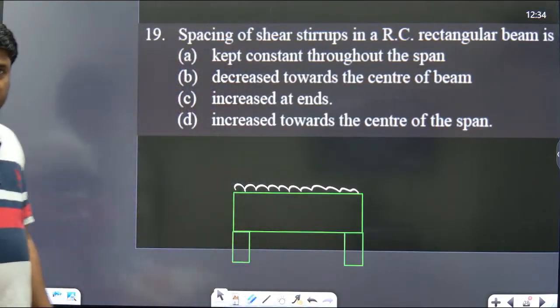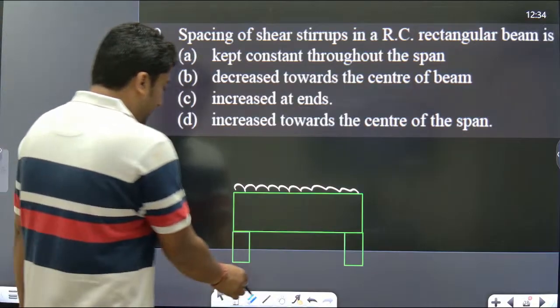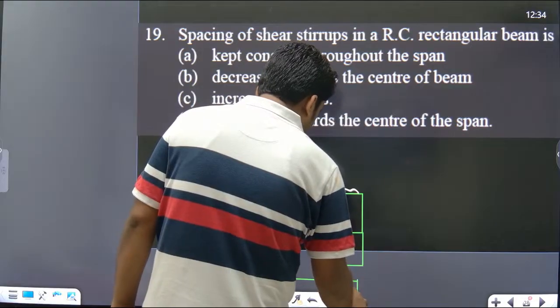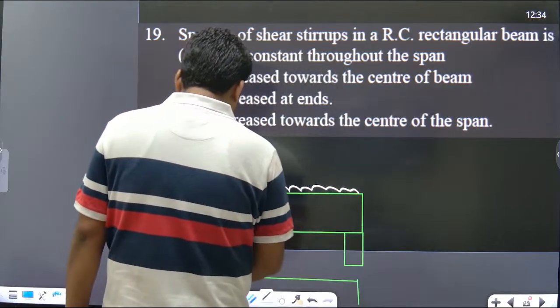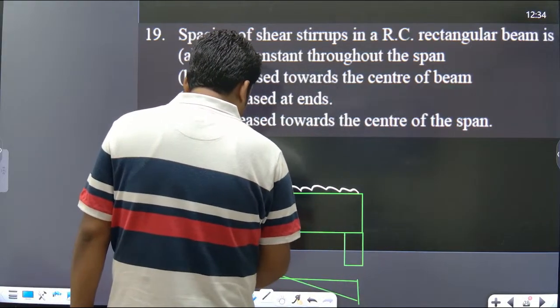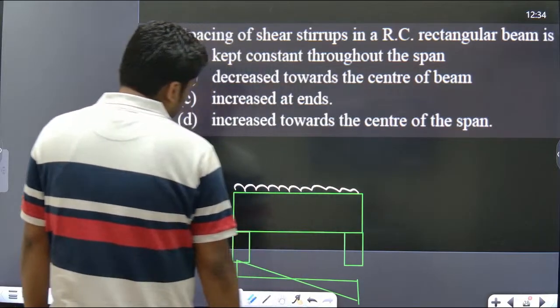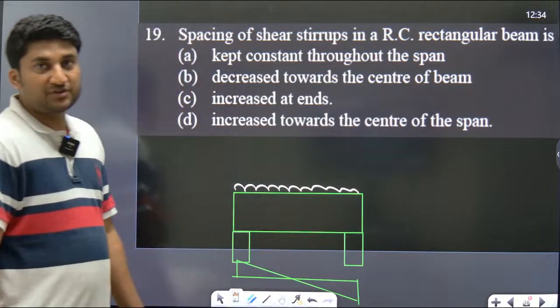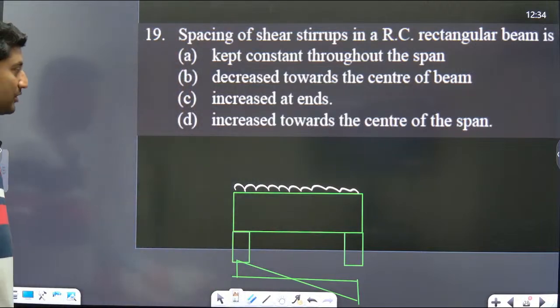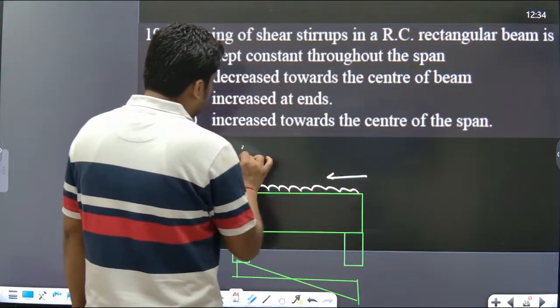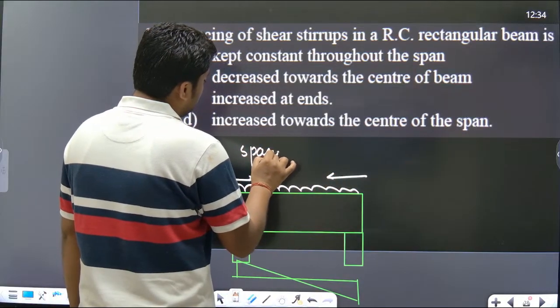Shear force diagram is, yes, very good. This is a very simple question. Okay, you can see the maximum shear is at the support, hence the spacing is less, and at the center the shear force is less, so spacing can be more. So as you move from the support towards the center, spacing increases.